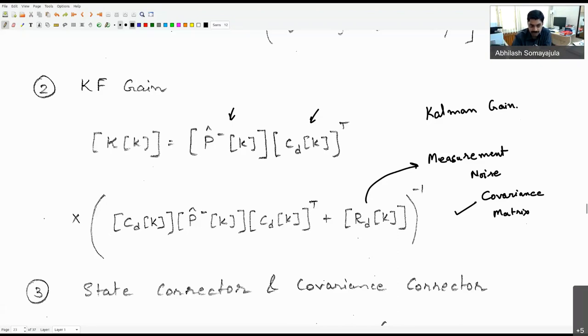Everybody with me so far? Any confusions, something you want explained again, let me know now. Sir. Yes, Aditya. Sir, this measurement noise, how do we know it exactly? Because it's random. Correct. You can measure it, right?